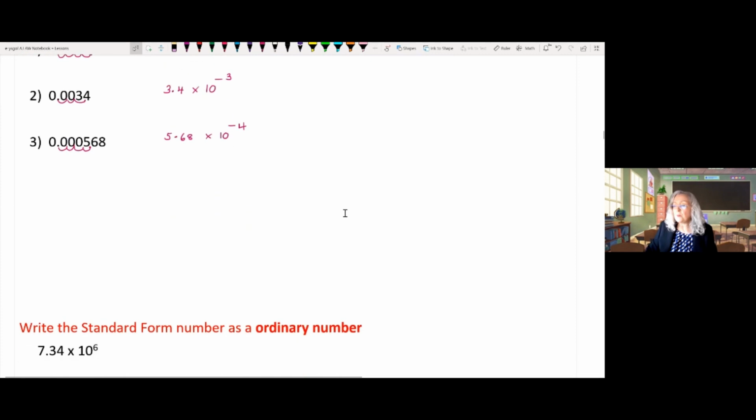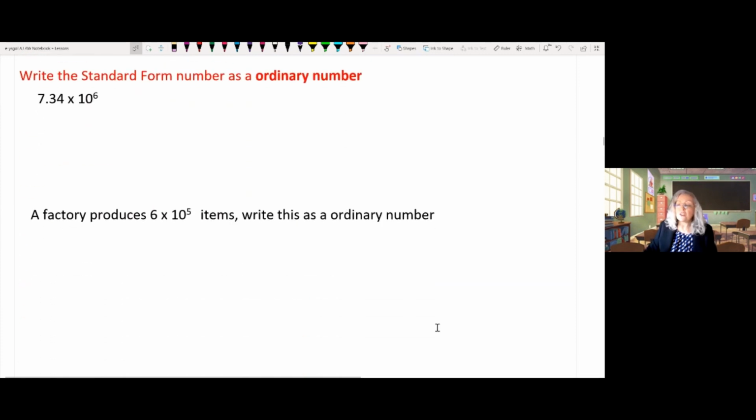Okay, hopefully you've been able to do those. Let's have a look at these ones. So write the standard form number as an ordinary number. We've been given a number in standard form this time, and we need to convert this into a normal number.